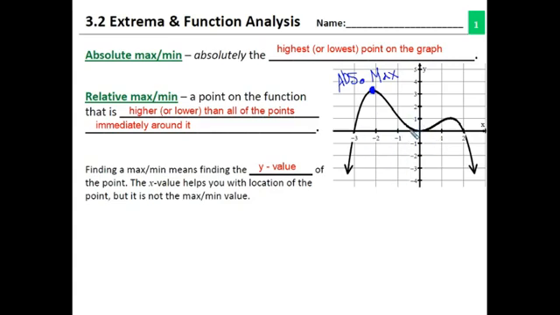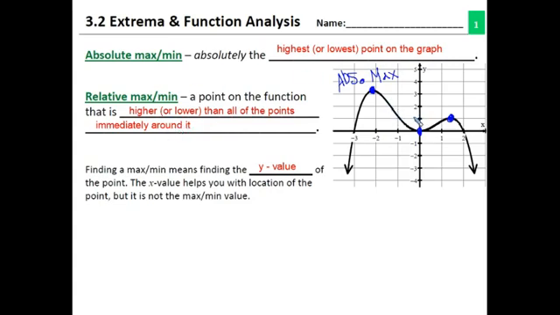Now, if you notice on your graph, we have some other high points like this one right here, and we also have a low point right here, but they are not the absolute highest or lowest. These are what we would call relative or local maxes and mins. These relative ones are high points or low points, but they're higher or lower than all the points immediately around them.